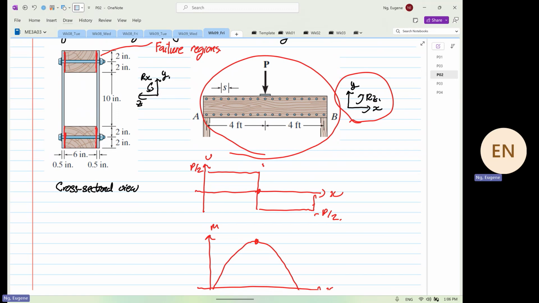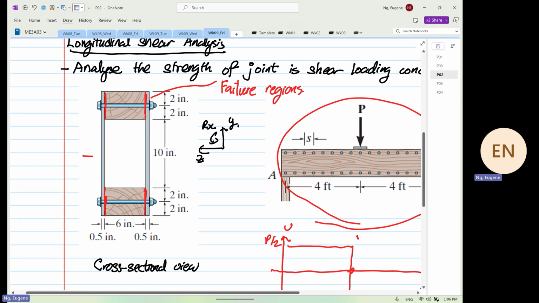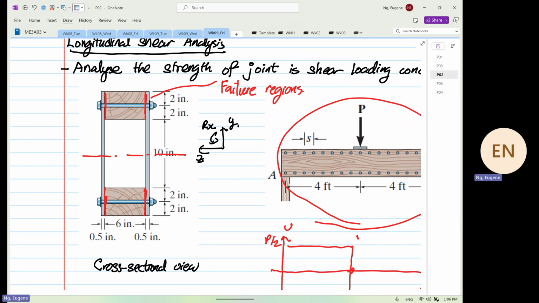Then next we go into detail. We look at the side view now. We look at the cross-section view now. And then we draw the what? We draw the centroid. You and me know where tau max will occur. Tau max will occur where? At the centroid.